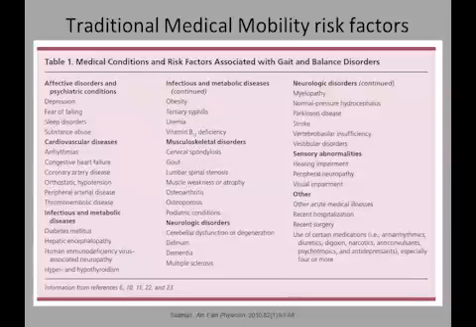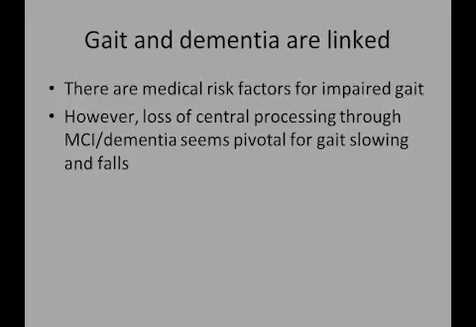So we have traditional medical mobility risk factors, and these are things like diabetic peripheral neuropathy, heart failure, arrhythmias. We know fear of falling can lead to this. Things as obscure, fortunately these days, as tertiary syphilis, but things we should still keep in our brains as potential medical contributors to falls. We know dementia, delirium, medications. All of these things contribute to fall risk and mobility impairment. And so there are medical risk factors for impaired gait. However, the loss of the central processing of all of this input coming into the brain, so the loss of this ability to process this through mild cognitive impairment and dementia, seems pivotal when it comes to gait slowing and fall risk.